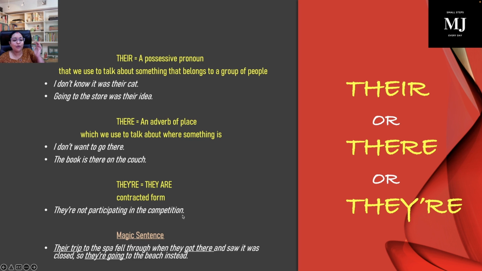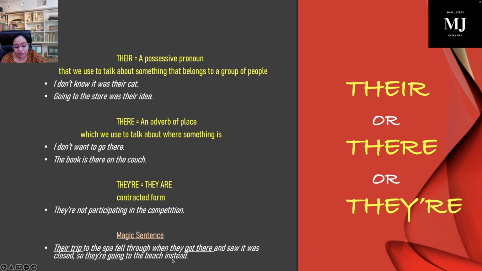So by now we know all the three. EIR is a pronoun showing possession. ERE is an adverb of place, here and there. They're not participating in the competition. Now let's use all of these in a magic sentence. Their trip to the spa fell through when they got there and saw it was closed.